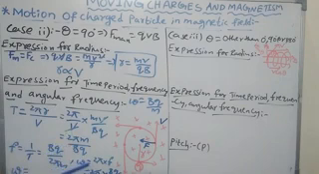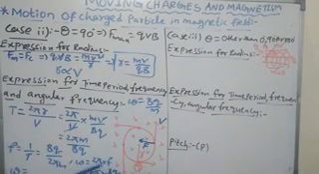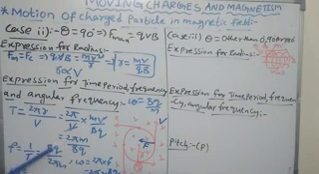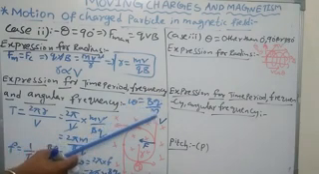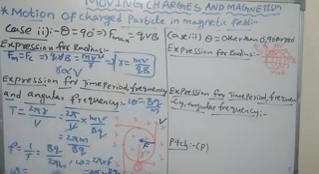Next, angular frequency. 2 pi multiplied by the frequency is called the angular frequency. 2 pi into the frequency, BQ by 2 pi m. Simplifying, the 2 pi gets cancelled, and you will get omega equal to bq by m. Omega is nothing but the angular frequency. This is very important, and we are going to discuss it again in the cyclotron.